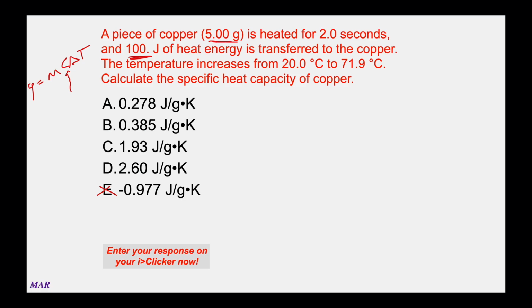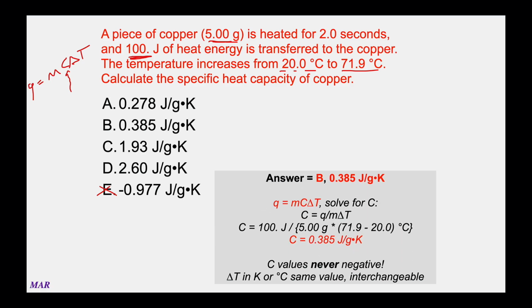Now, delta T, final minus initial temperature. Initially, the copper was 20, and at the end, it was 71.9. So your delta T here would be 71.9 minus 20, or 51.9. So C will be Q divided by M and delta T. You would go 100 divided by 5 divided by 51.9. And if you did this, it comes out to be answer B.